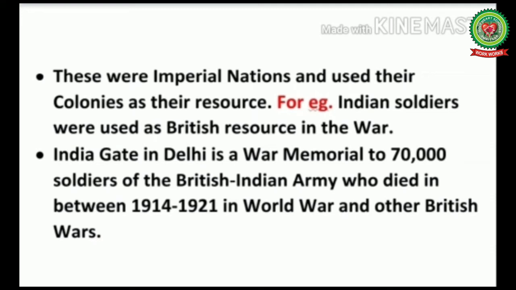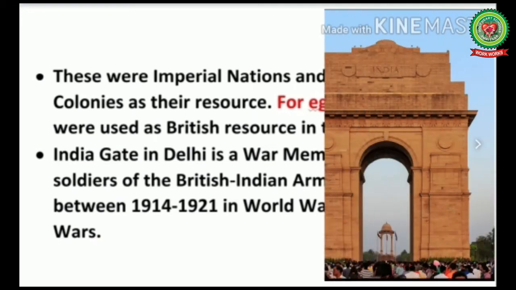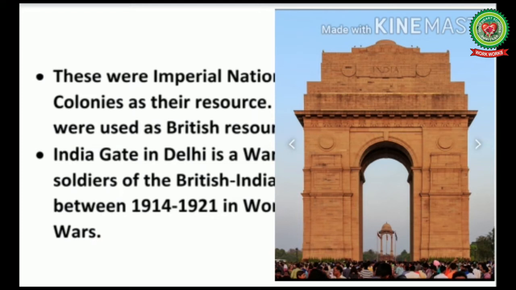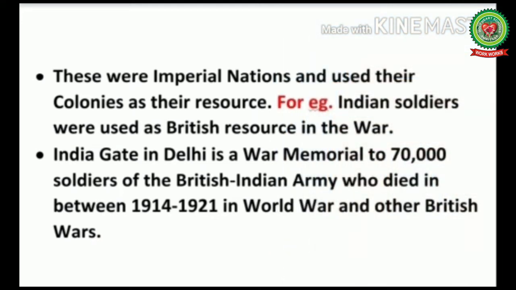Students, for your general awareness, I would like to tell you here that India Gate in Delhi is a war memorial. It stands as a memorial to 70,000 soldiers of the British Indian Army who died between 1914 and 1921, that is, in the First World War, and other Eastern African wars fought by the British.